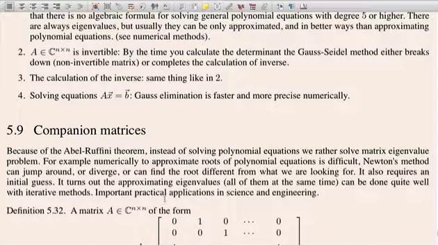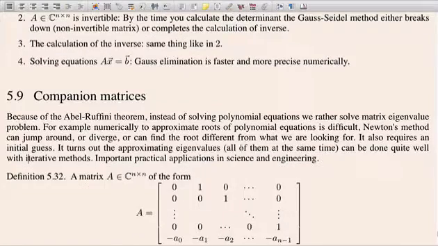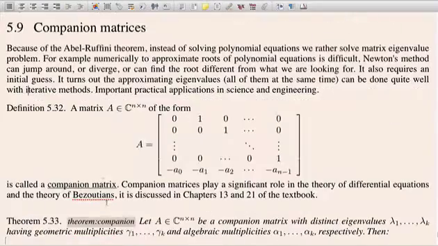So it turns out that approximating eigenvalues can be done, all of them at the same time, and it can be done quite well with so-called iterative methods. This is again numerical methods, numerical analysis. And this has important practical applications also in science and engineering.